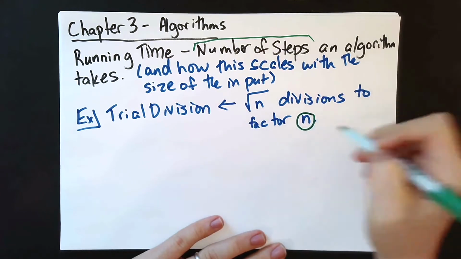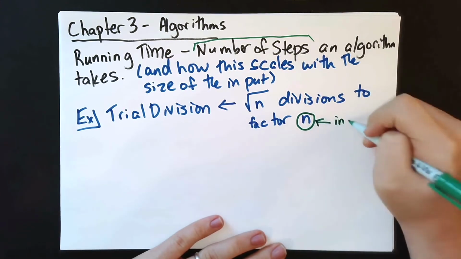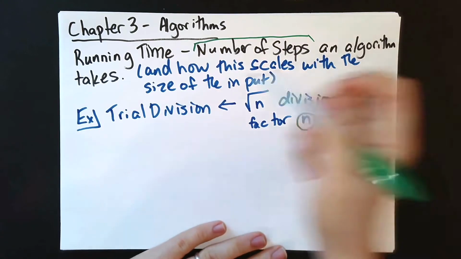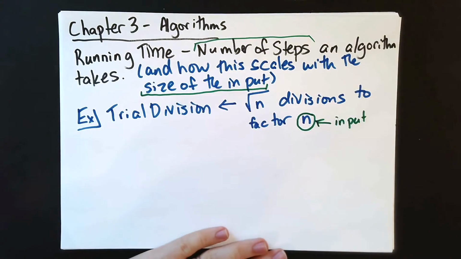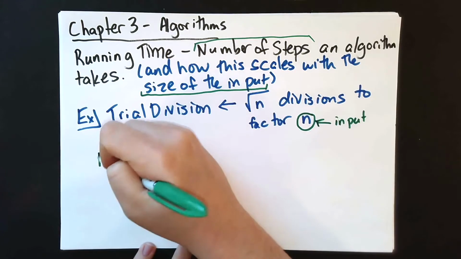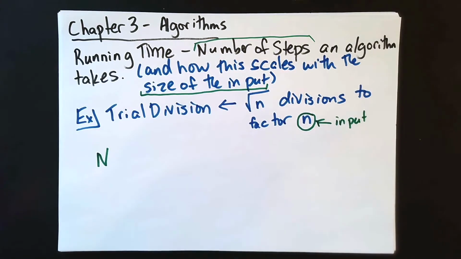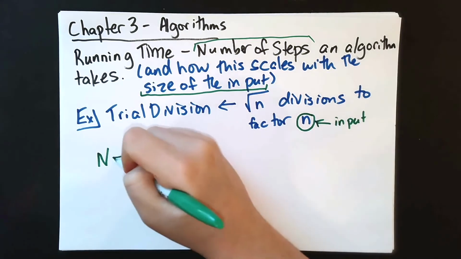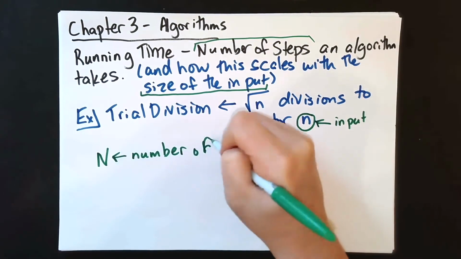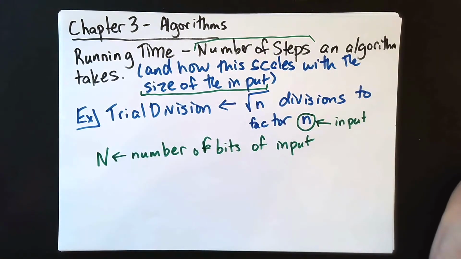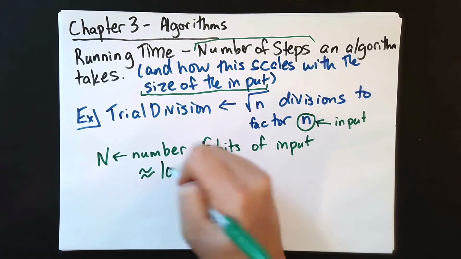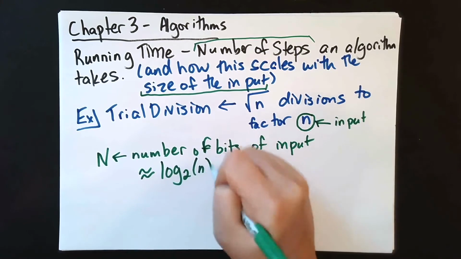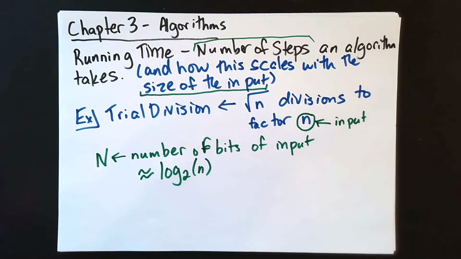Now, next I want to note the distinction between the input and the size of the input. So this n here, this is the input. But when we talk about size of input, because we want this to apply to all algorithms, we're actually going to be talking about the number of bits in the input. So I have usually tried to stick to capital N for that, to remind you that capital N is a number of bits, not a number. I mean, the number of bits is a number, but it's not the number we're actually putting in. And this is on the order of the log base 2 of n.